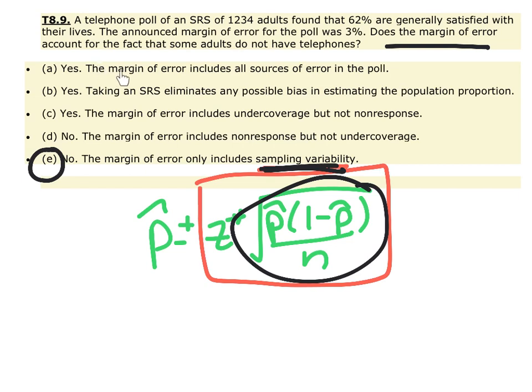In Part A, the margin of error includes all sources of error in the poll. No, absolutely not. Margin of error is just, again, that mathematical variability only. If you do a poor job and you design this thing poorly, that's going to be error, and that's only accounted for by human construction of how the investigation or the study was set up.